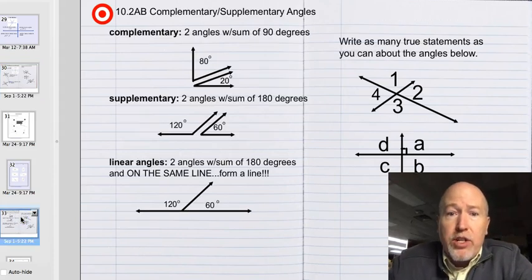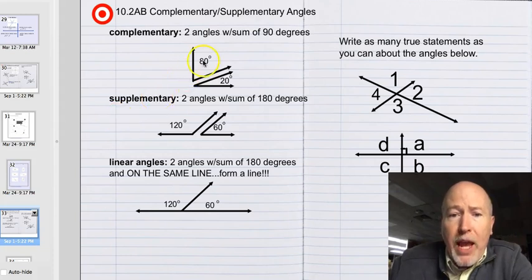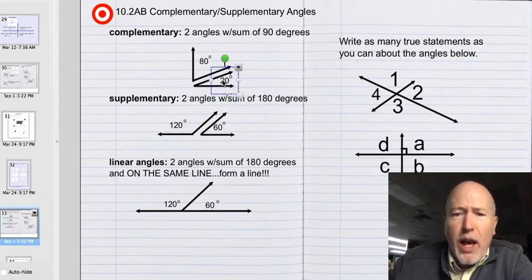Next, you need to understand about complementary and supplementary angles. Two angles are complementary when they add up to be 90 degrees. Check these two guys out. 80 plus 20. What? They're not. Those don't add up to be 90. Something's wrong with my system here.